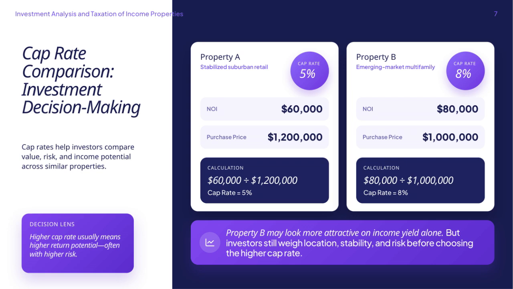While property B appears more attractive if we focus strictly on income yield, the decision isn't just about numbers. Investors need to consider the location, market stability, and associated risks before choosing a property with a higher cap rate. This balanced approach helps to assess both opportunities and potential pitfalls in the investment.